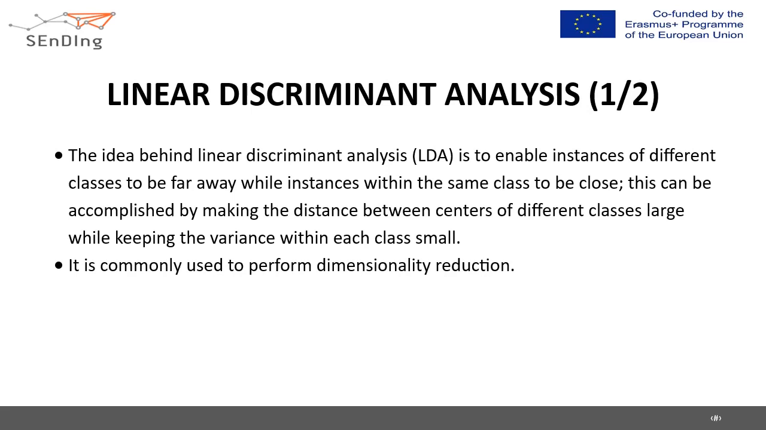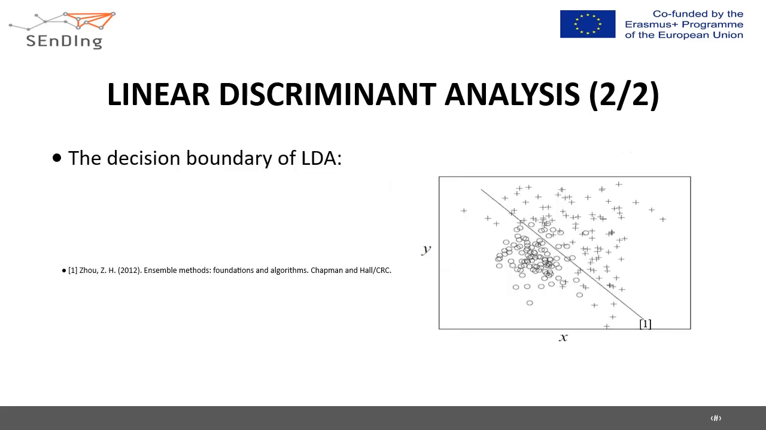The idea behind linear discriminant analysis is to enable instances of different classes to be far away while instances within the same class to be close. This can be accomplished by making the distance between centers of different classes large while keeping the variance within each class small. It is commonly used to perform dimensionality reduction. An example of the decision boundary of LDA.